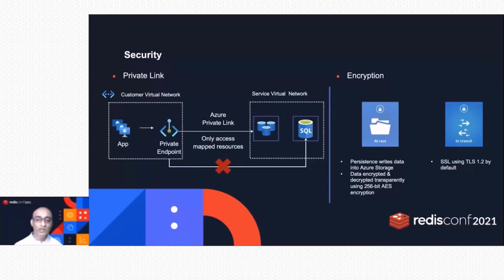So in addition to encryption at rest, we also support encryption in transit. Azure Cache for Redis enables SSL and uses TLS 1.2 by default. This allows you to securely transfer data from your app to your Redis cache.